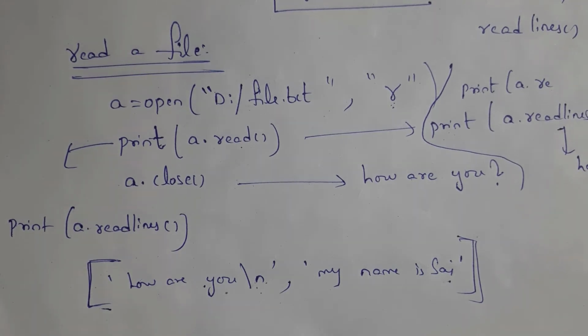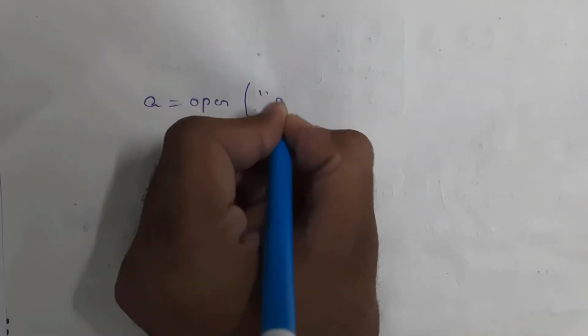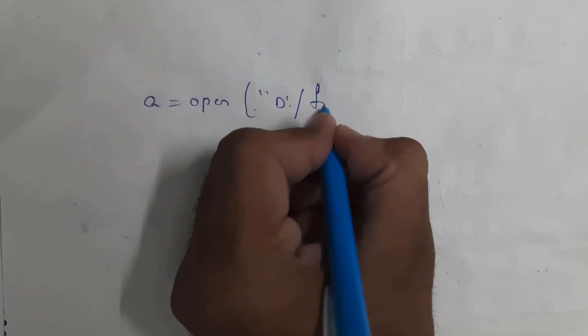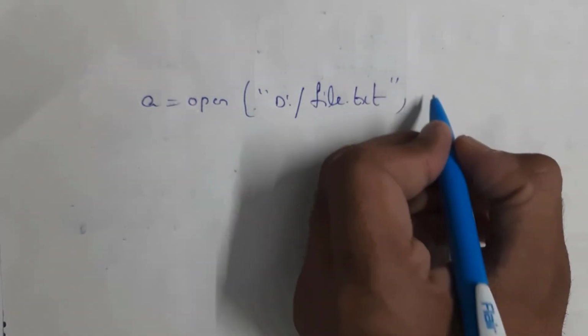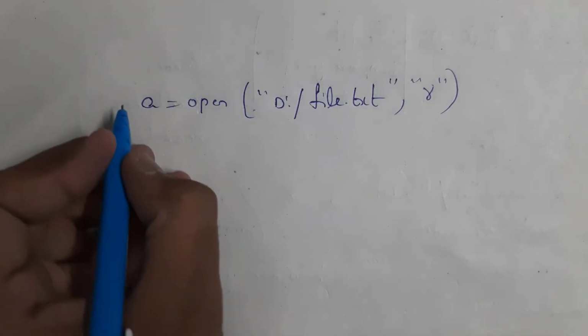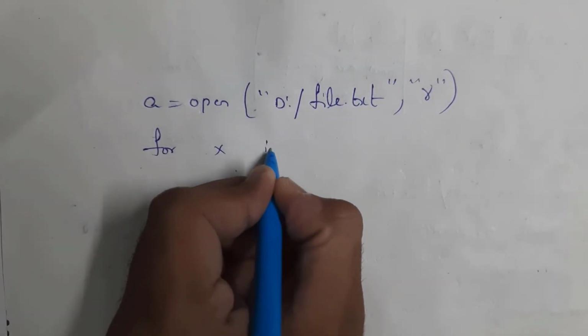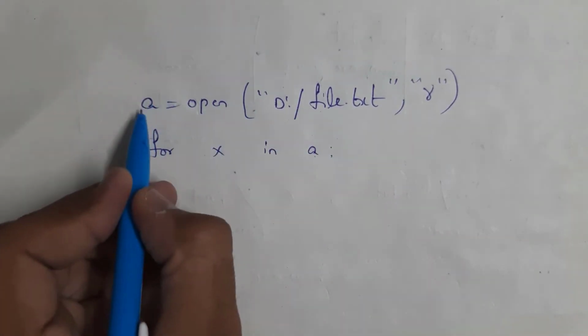You can achieve it by using for loop. Same program, just write here a equal to open. My file is present in local disk D with name file.txt. So take this in quotations, comma. I want to read the file, so open this file in read mode. And next take for loop, for x in a. My text file is present in object a.